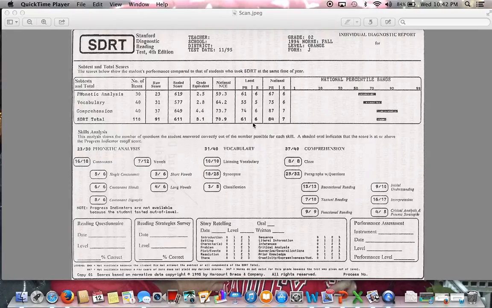I hope this helps in trying to interpret your child's test scores, and as always, please feel free to contact me at any time. Thank you.